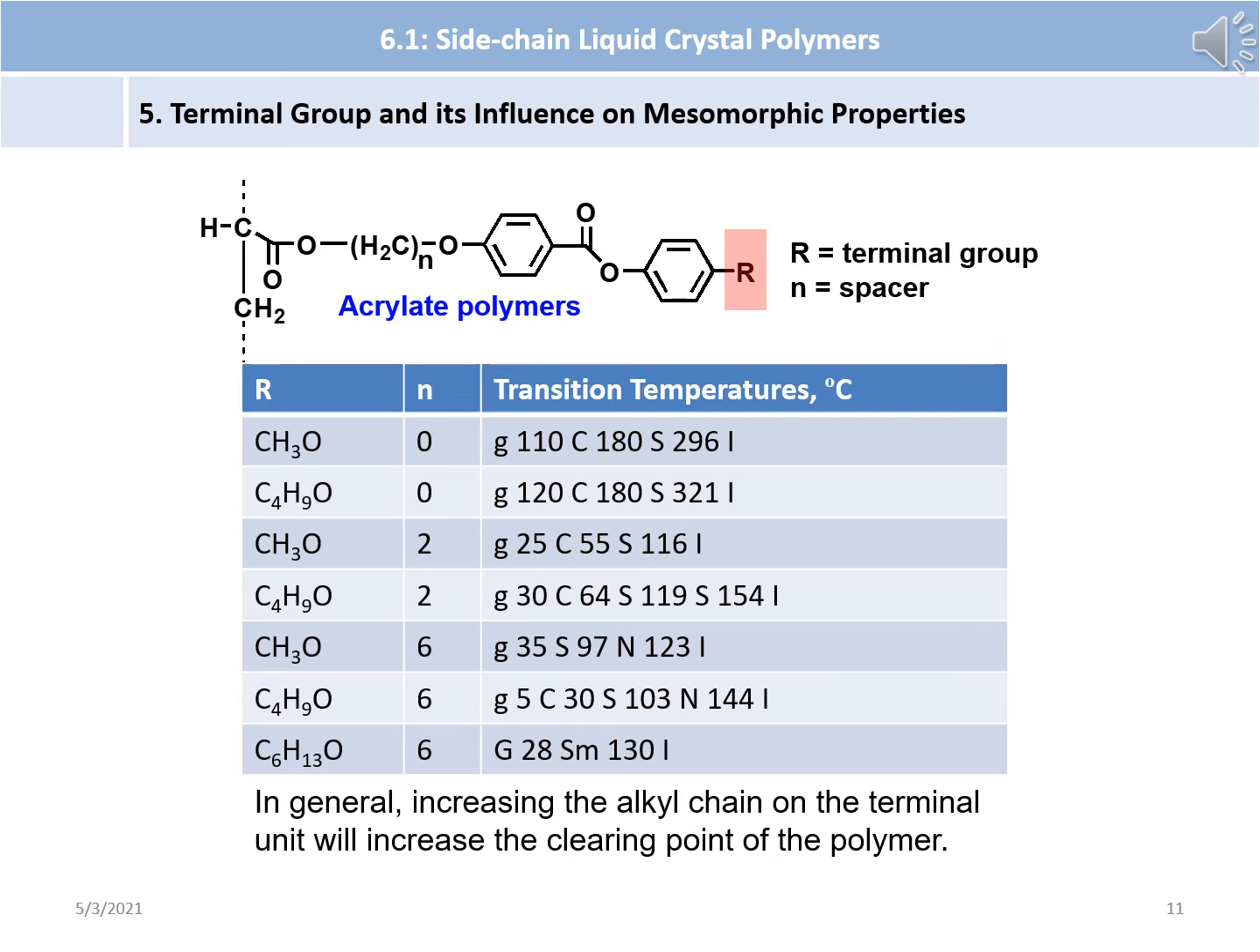Let's see the influence of the terminal group on the mesomorphic properties. Look at the acrylate polymers on the slide as an example. We vary the terminal group as indicated in the table. In general, increasing the alkyl chain on the terminal unit will increase the clearing point of the polymer.